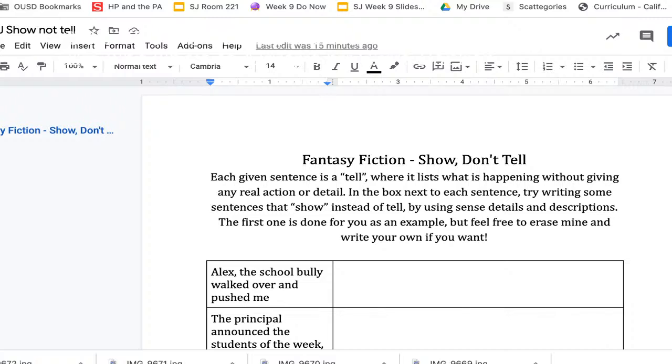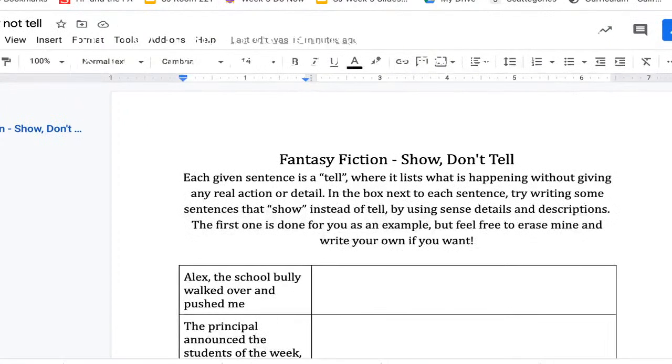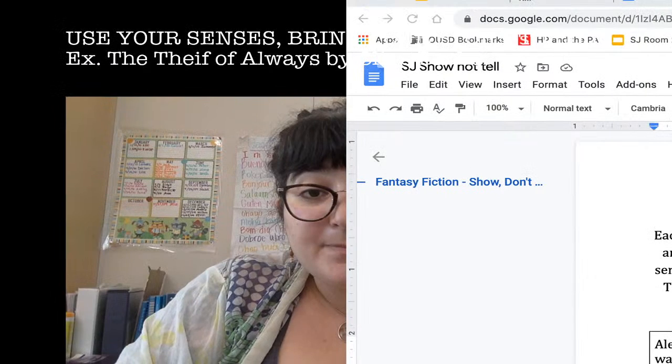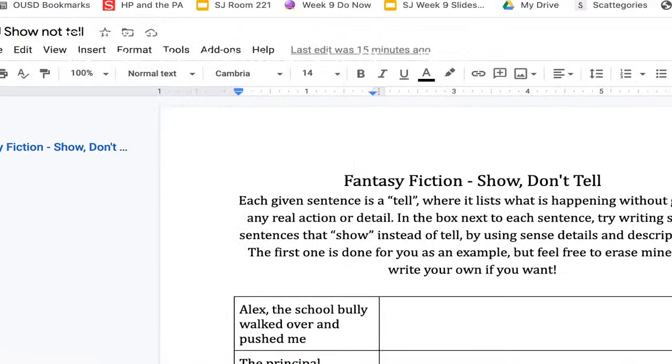And really, we aren't just listing details. We want to give a very descriptive, or as descriptive as possible, so that we can really show what's happening. So in the box next to each sentence, we're going to try writing some sentences that show instead of tell, by using our sensory details and descriptions. So in your exit ticket, I completed the first one for you. And if you wanted, you may delete it.